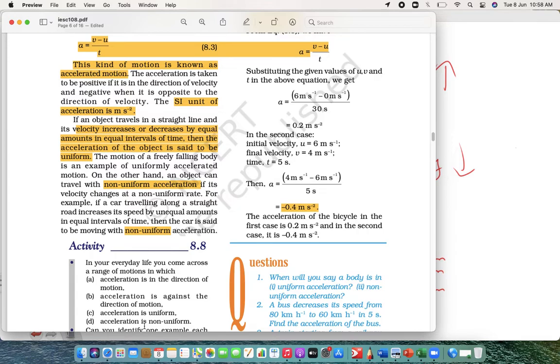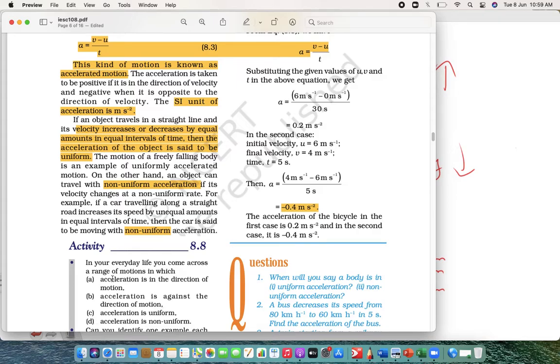What is non-uniform acceleration? Your speed is increasing, but not in a uniform way. Sometimes it is 2, sometimes it is 10, sometimes it is more, sometimes it is less. So it is increasing or decreasing in non-uniform acceleration. Okay, so that's what they are trying to tell you. Understand this small thing here, what they have told you. Clear? Uniform and non-uniform, accelerated and retarded motion.